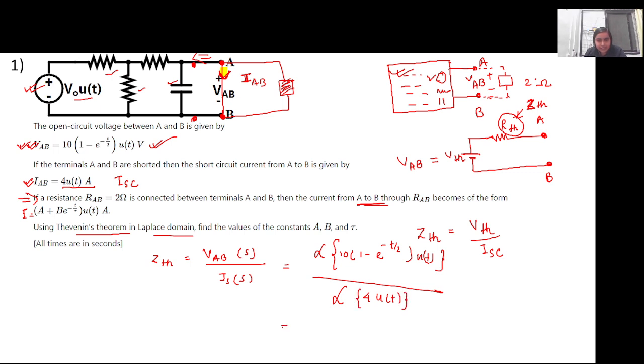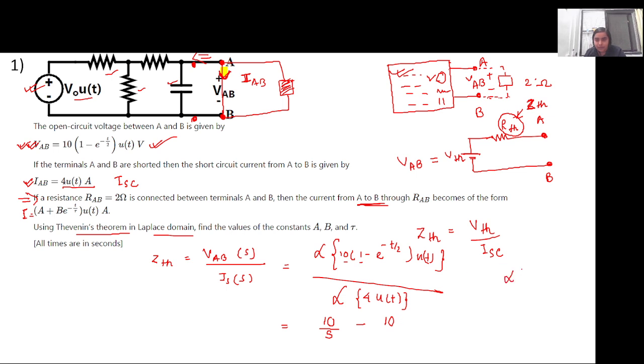So if we take the Laplace transform of 10 into 1 of u of t, the first term, this u of t will go inside and it will be 10 into 1 into u of t. What will be the Laplace transform? Laplace transform of u of t is 1 by s, right? Next, what will be the Laplace transform of e to the power minus t by 2?